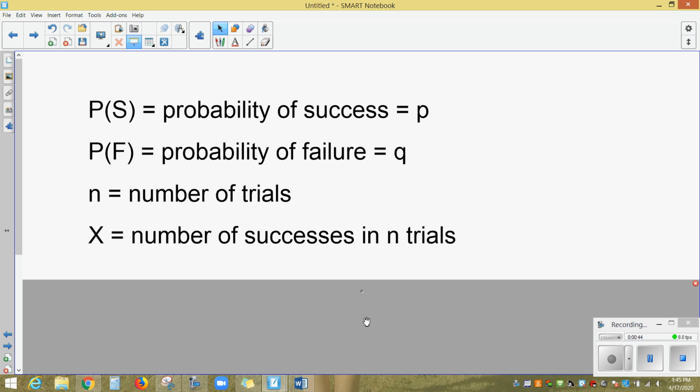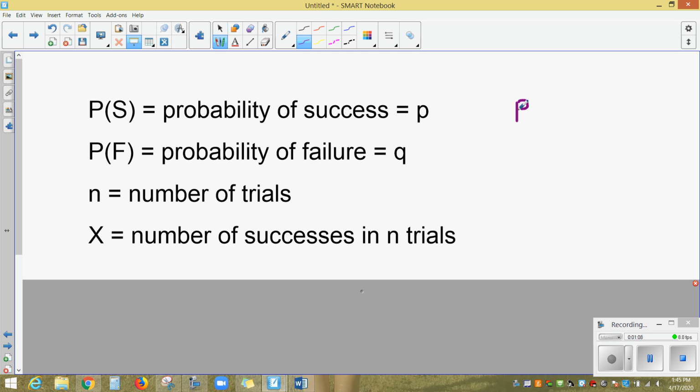Probability of failure numerically is designated by q. So if we were talking about earlier probability of rolling a 3, and now we're not rolling a 3, there's a 1 in 6 chance of rolling a 3, and so that would be a 5 in 6 chance of not rolling a 3.